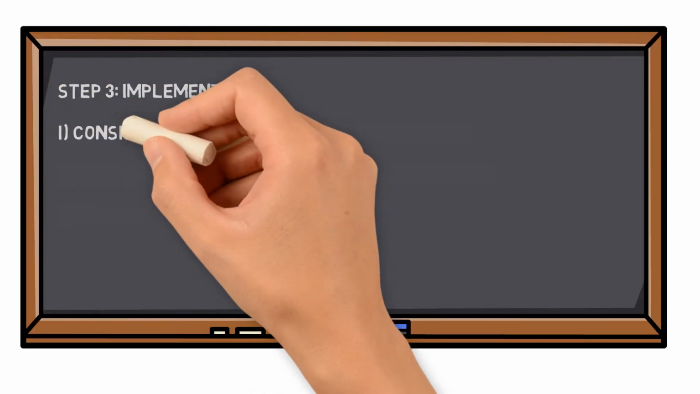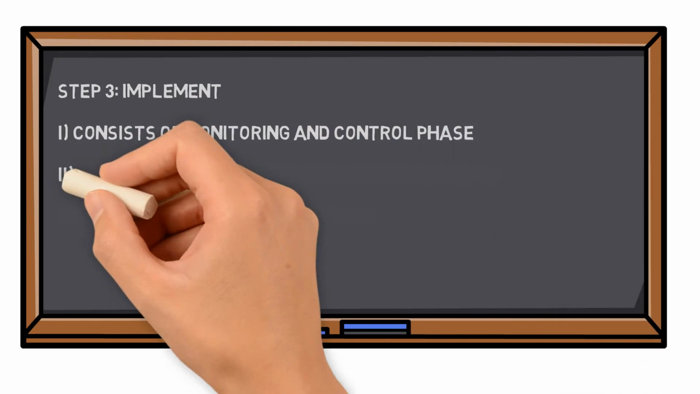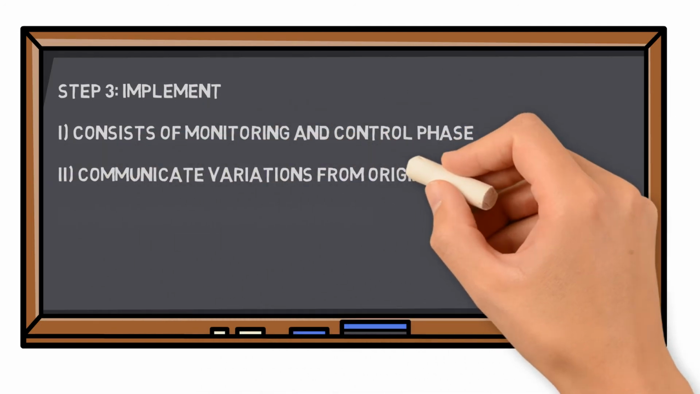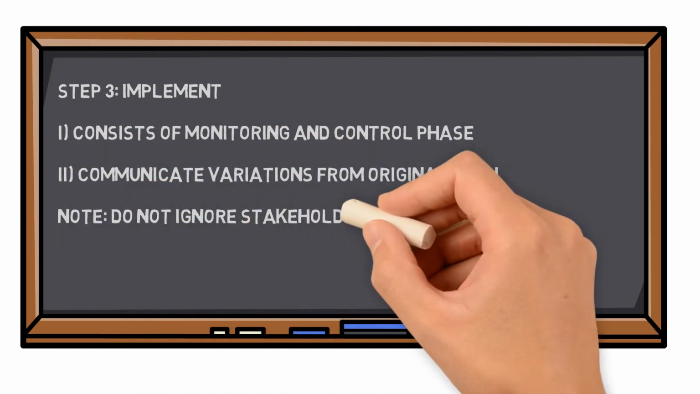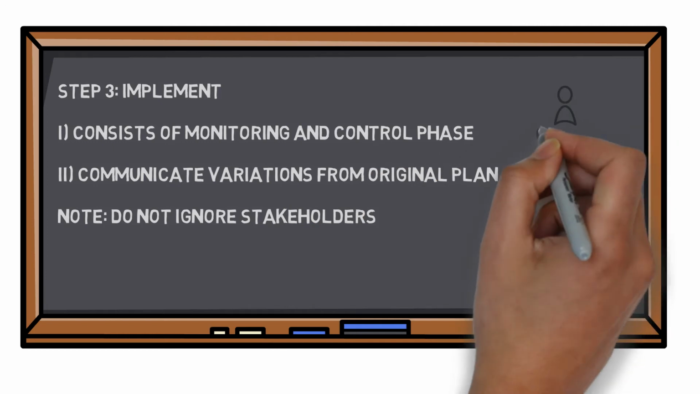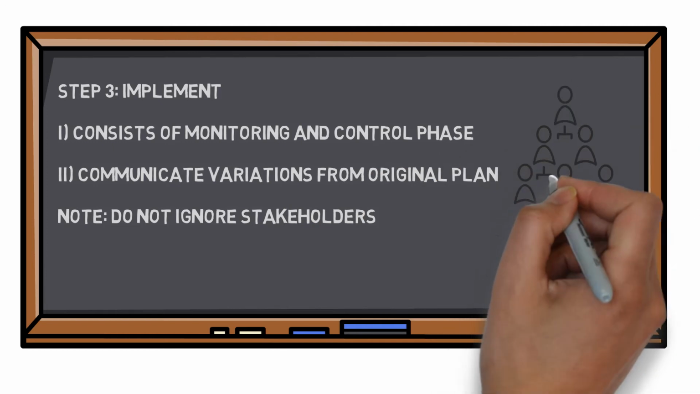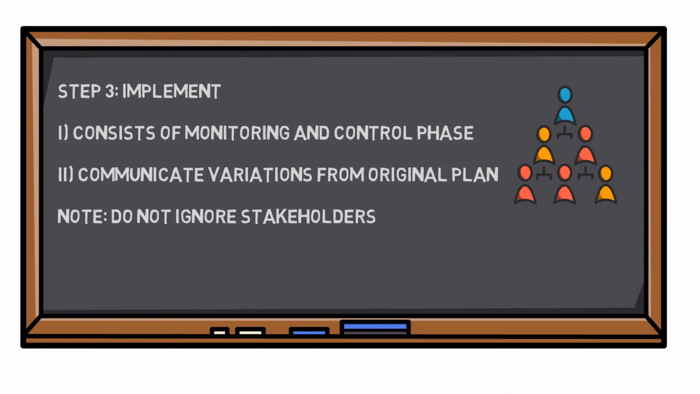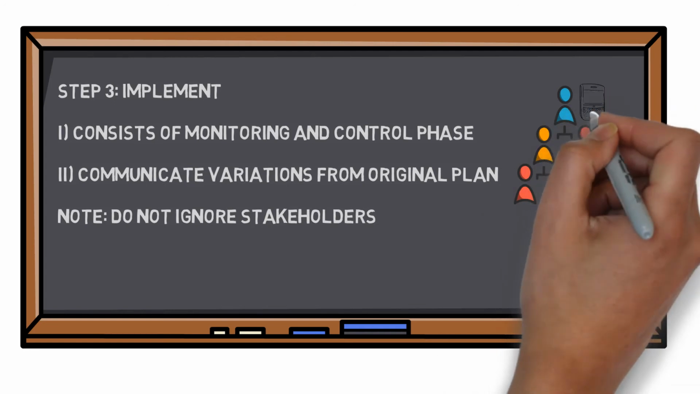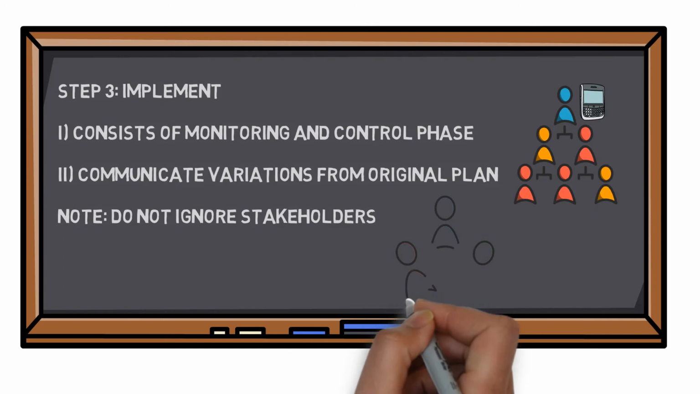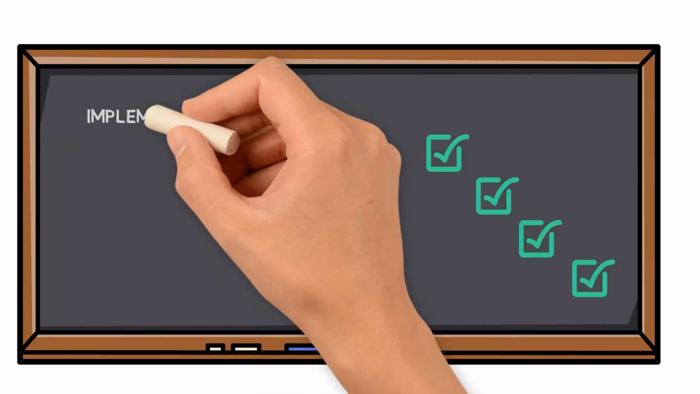Step 3. Implement. Execute. The project plan consists of a monitoring and control phase where it is of critical importance to communicate any variation from the original plan. Note, this is not a time to ignore stakeholders involved. Make sure new variables or deviations of the plan are communicated to appropriate entities, and within a timely manner.